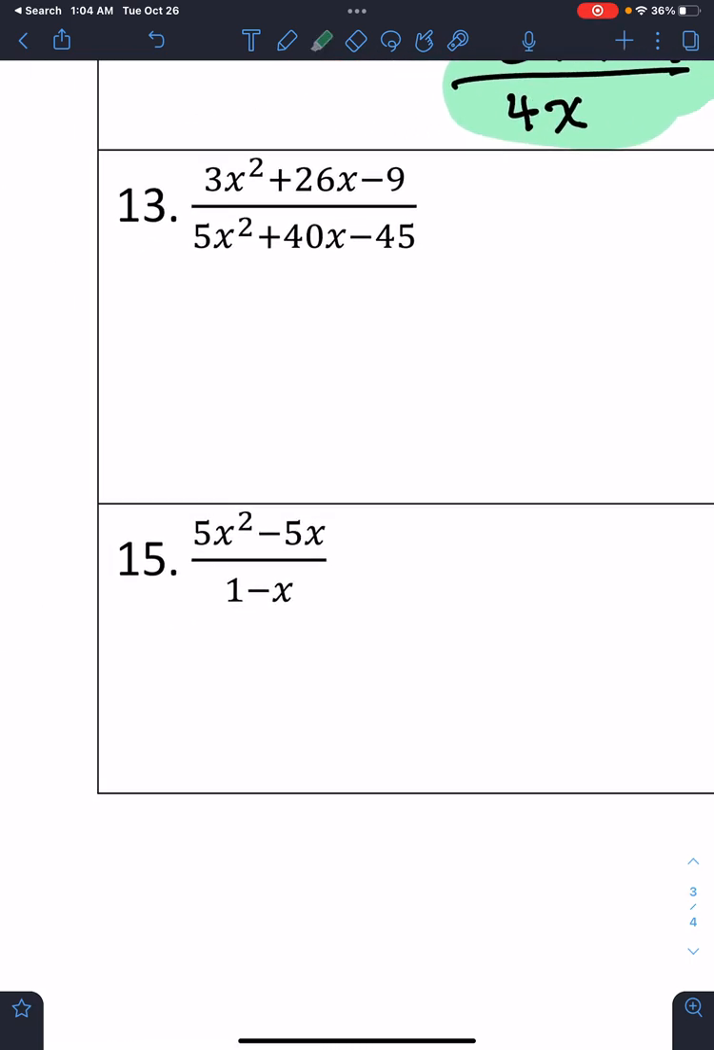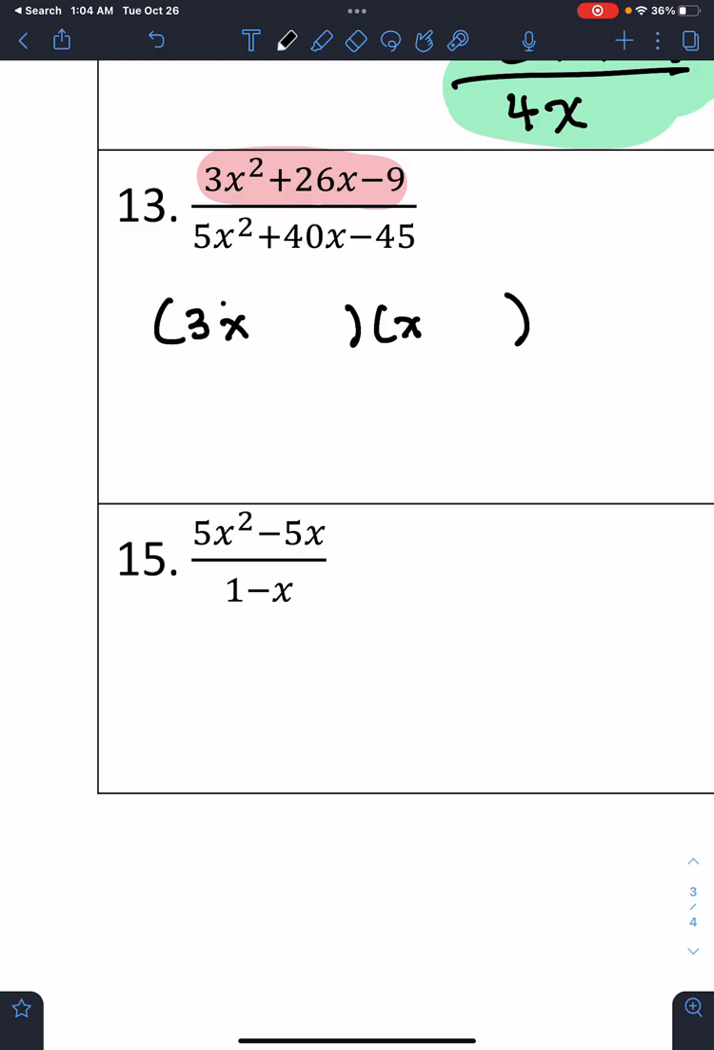And now we get another problem, and this looks similar to everything that we did on the top. The only thing I'm going to make sure is, is there a number that all of 3, 26, and 9 are divisible by? Unfortunately not, because 26 is only divisible by 2 and 13, and 3 and 9 are not divisible by either. So I know this one is kind of a guess and check one. So I asked myself, how do I multiply to 3x squared? Well, it can only be 3x and x.